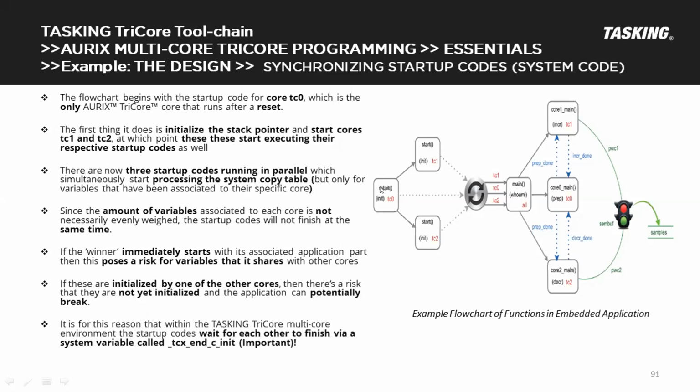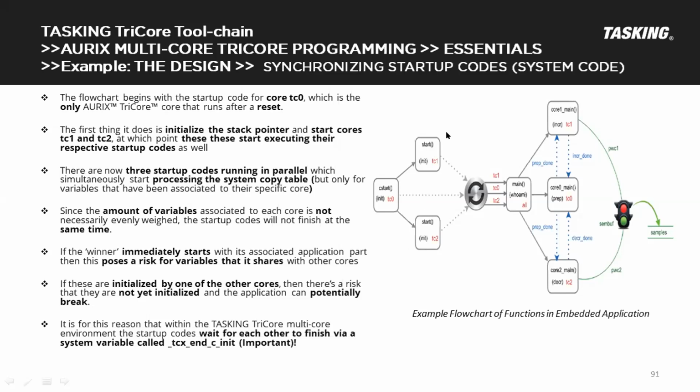So C start, this is the startup code that is executed in the core number 0. And what is going to happen here is initializing the stack pointer. So what is happening with this startup code? Initializing the stack pointer, and after that giving the green light for core number 1 and core number 2 to execute their startup codes as well.